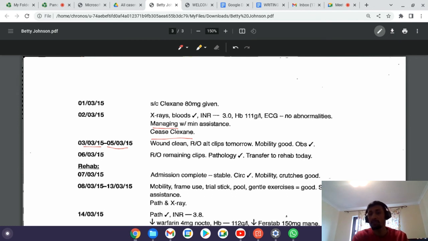Okay. Mobility good, observations are done. So no need. Okay. 6 3. Again, remaining clips need to be removed. Okay. Pathology, transfer to rehabilitation. Okay. Rehabilitation.